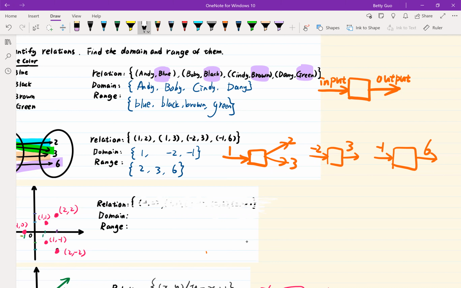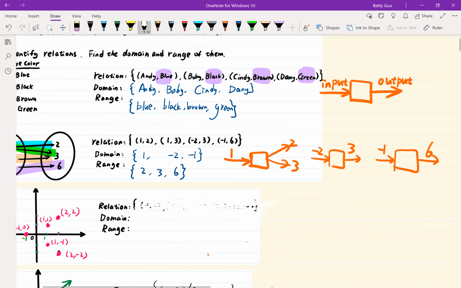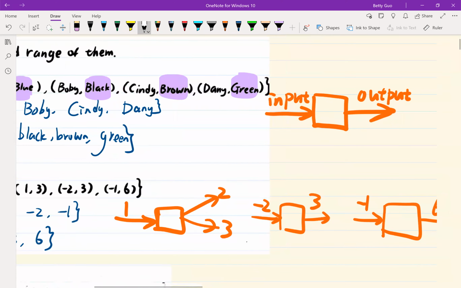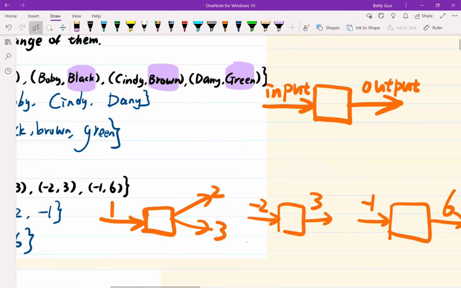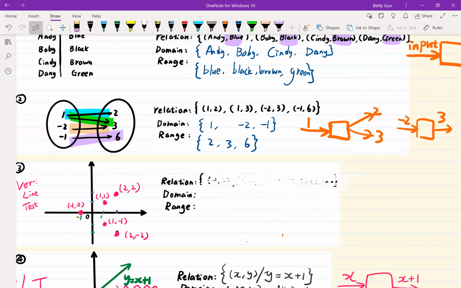Okay, very good. This one is very special. It's different from earlier. I mean, not special, this one is different from earlier, because for the domain element or the input 1, the machine gives 2 different outputs. In the first example, for every input, the machine only can produce 1 output, right? Every person only has 1 eye color, generally. So that's the machine for example 2.